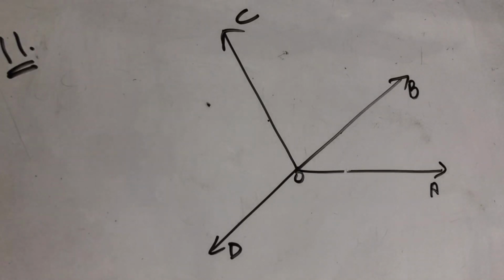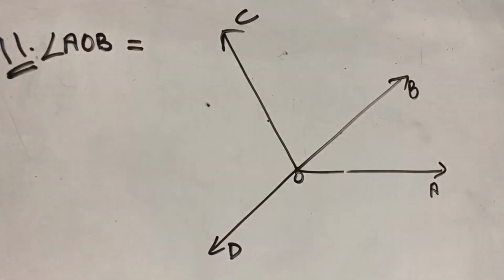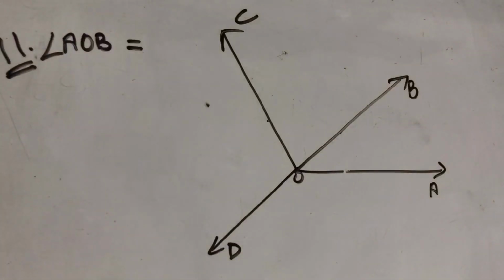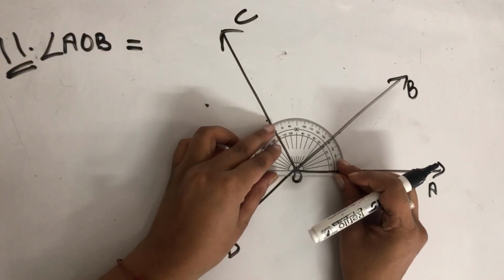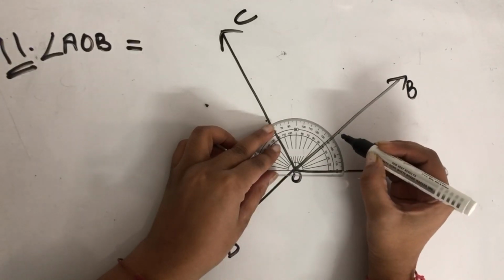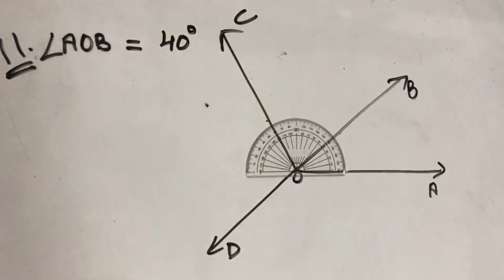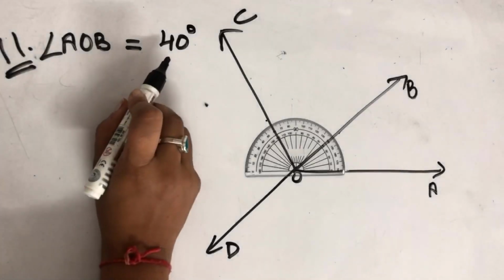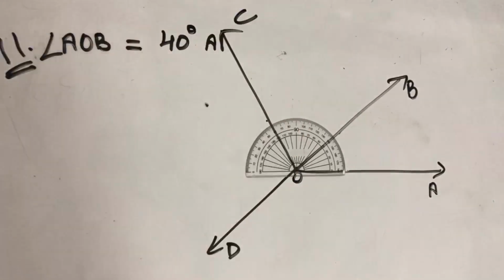11th question, measure and classify each angle. So we'll start with angle AOB. You have to measure all the angles. AOB is this angle. So you will keep this baseline here and measure the angle. So this one is 40 degree. So angle AOB is 40 degree. Along with the measure, you have to tell the type of angle also. So 40 degree is less than 90. It means this is acute angle.